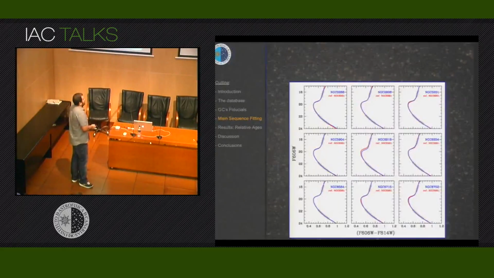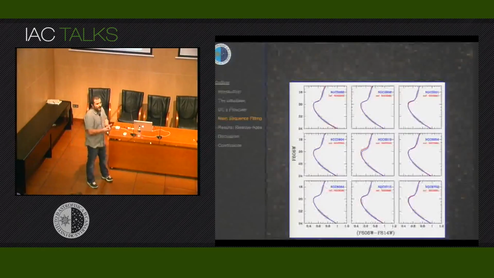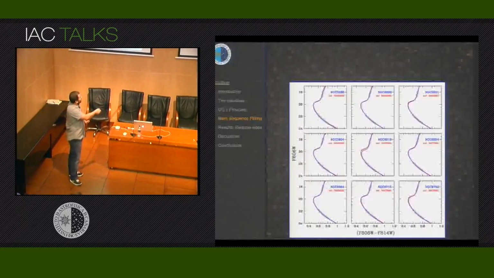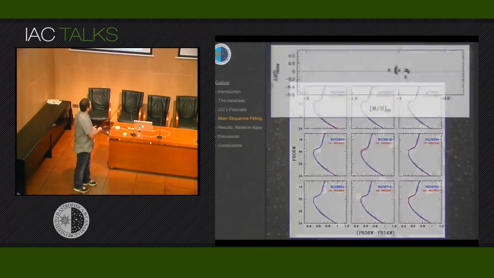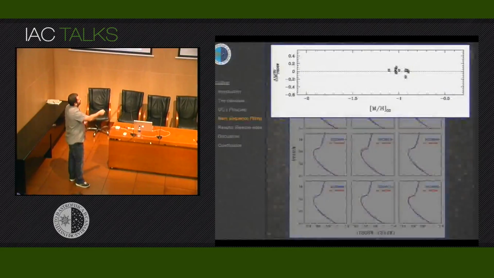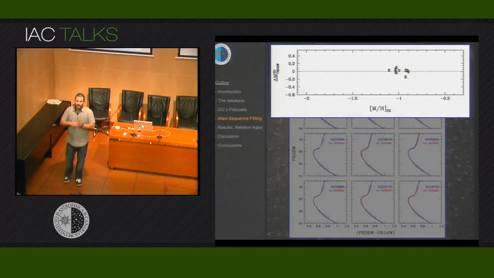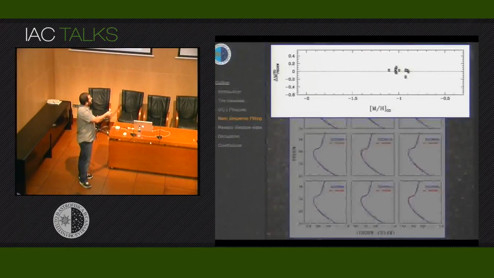So let me show a few examples. Those are fiducials from our globular cluster database. You can see that from here I can get the relative positions of the turn-off from cluster to cluster. The red one is the reference cluster, the same in all the fits, and the blue lines represent the fiducials of clusters with similar metallicity. So I can go to a plot similar to the one I showed before, plotting here the delta, the difference in turn-off magnitude of every cluster with respect to the reference one.